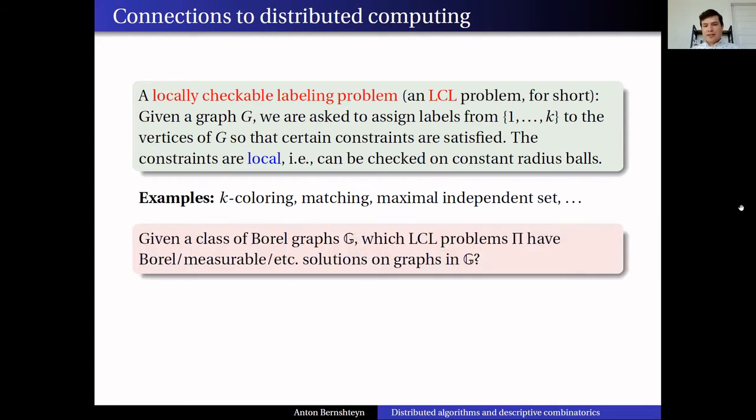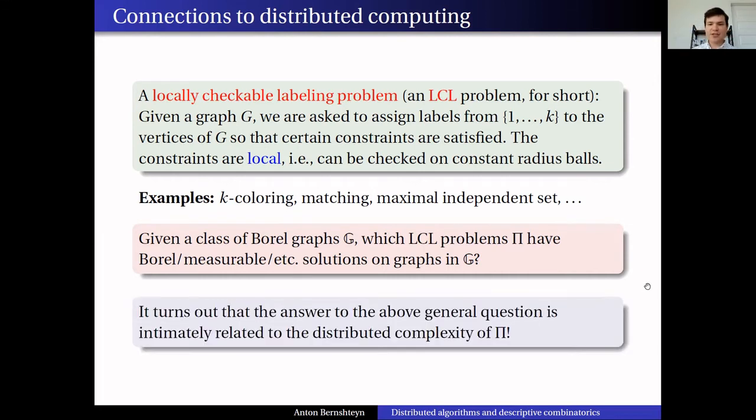So we ask a general question now with this notion. Given a class of Borel graphs, say G, which LCL problems admit Borel or measurable, etc. solutions on graphs from this class? This is a general classification question. We want to classify LCL problems according to their descriptive set theoretic complexity on graphs from some given class.